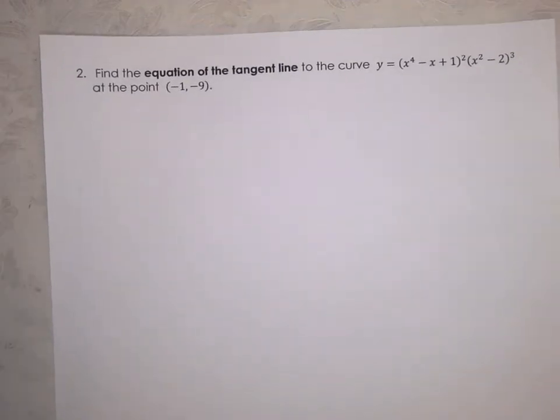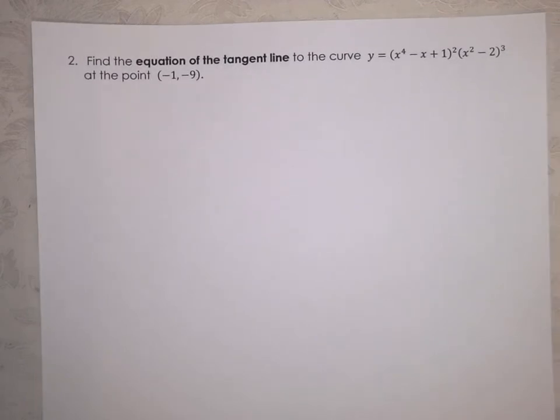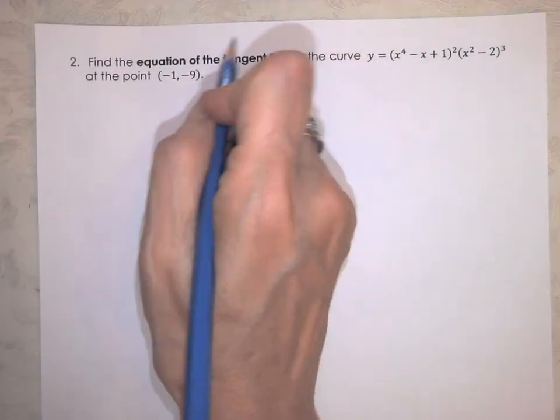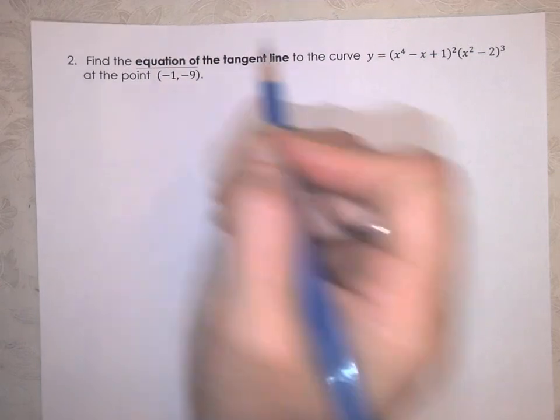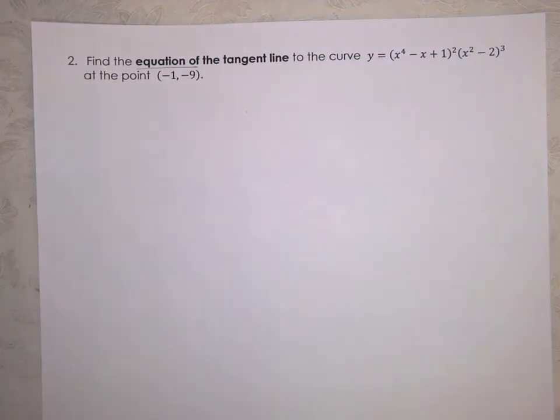Find the equation of the tangent line to the curve at the point -1, -9. Notice how it doesn't say to find the solution in simplified factored form. You don't have to. In questions like this where you're finding the slope of the tangent, which we need in order to get the equation of the tangent line, you can decide how much simplifying you want to do before you substitute in x equals -1 to find the slope of the tangent.